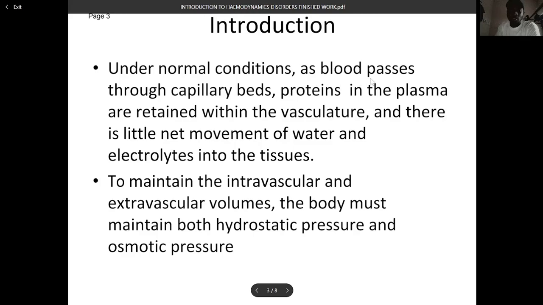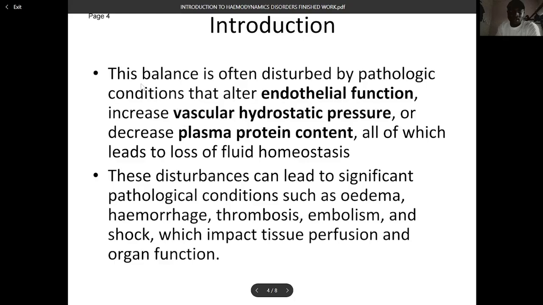Under normal conditions, as blood passes through capillary beds, proteins in the plasma are retained within the vasculature, and there is little net movement of water and electrolytes into the tissue. To maintain the intravascular and extravascular volumes, the body must maintain both hydrostatic pressure as well as osmotic pressure. This balance is often disturbed by pathologic conditions that alter endothelial function, increase vascular hydrostatic pressure, or decrease plasma protein content, all of which lead to loss of fluid homeostasis.